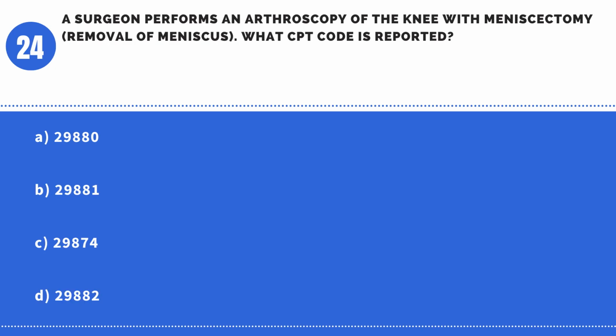Question 24. A surgeon performs an arthroscopy of the knee with meniscectomy, removal of meniscus. What CPT code is reported? A. 29880. B. 29881. C. 29874. D. 29882.